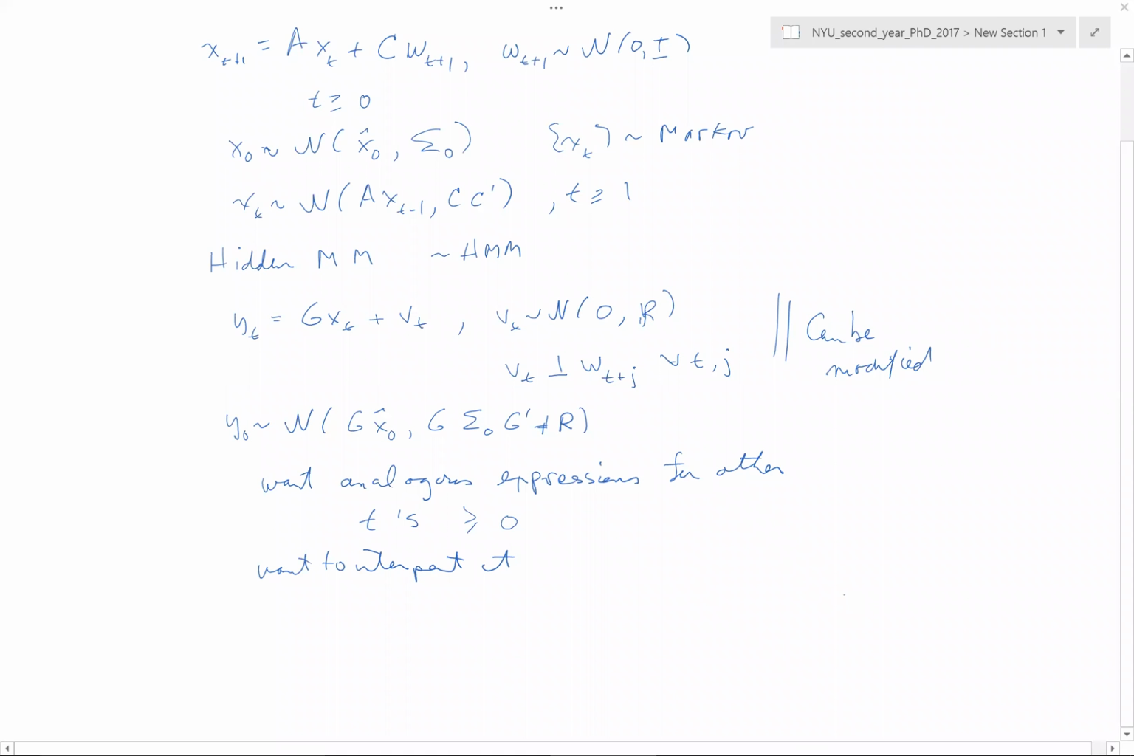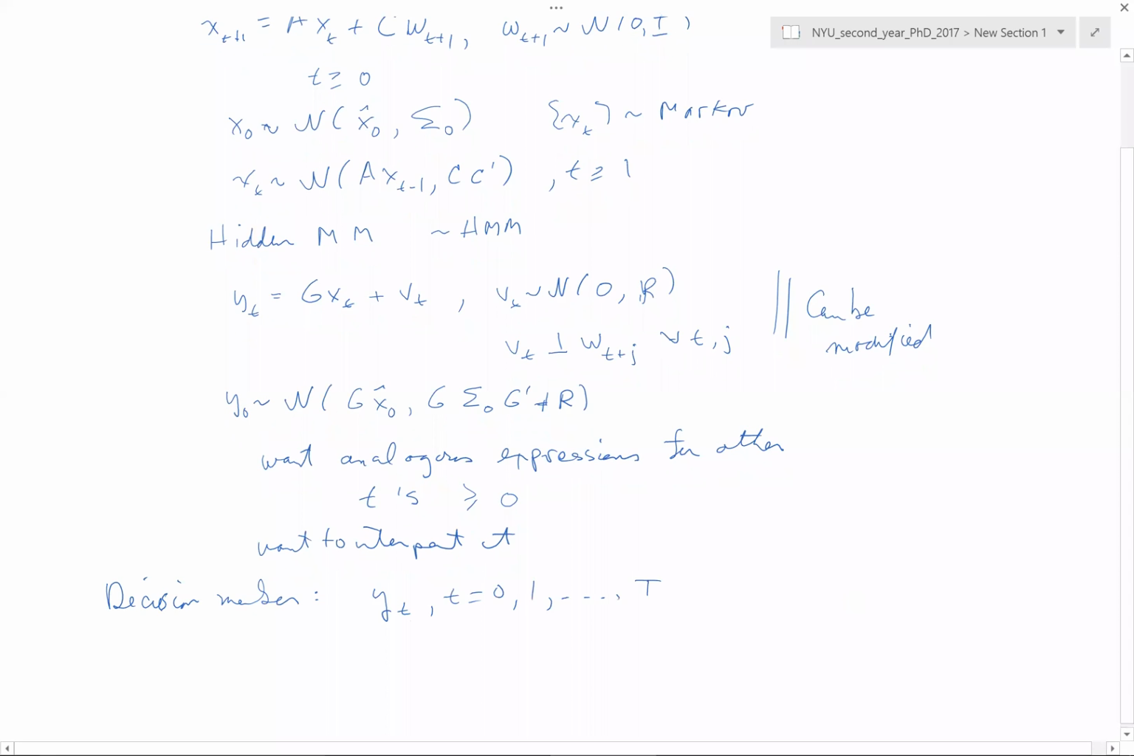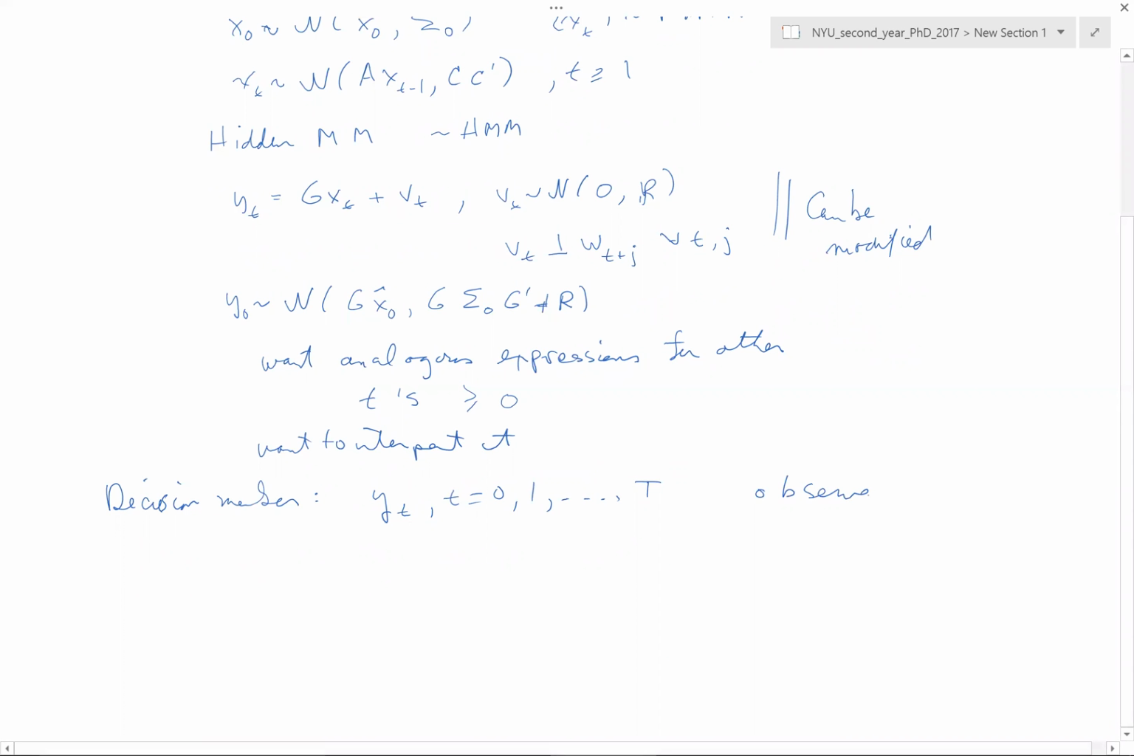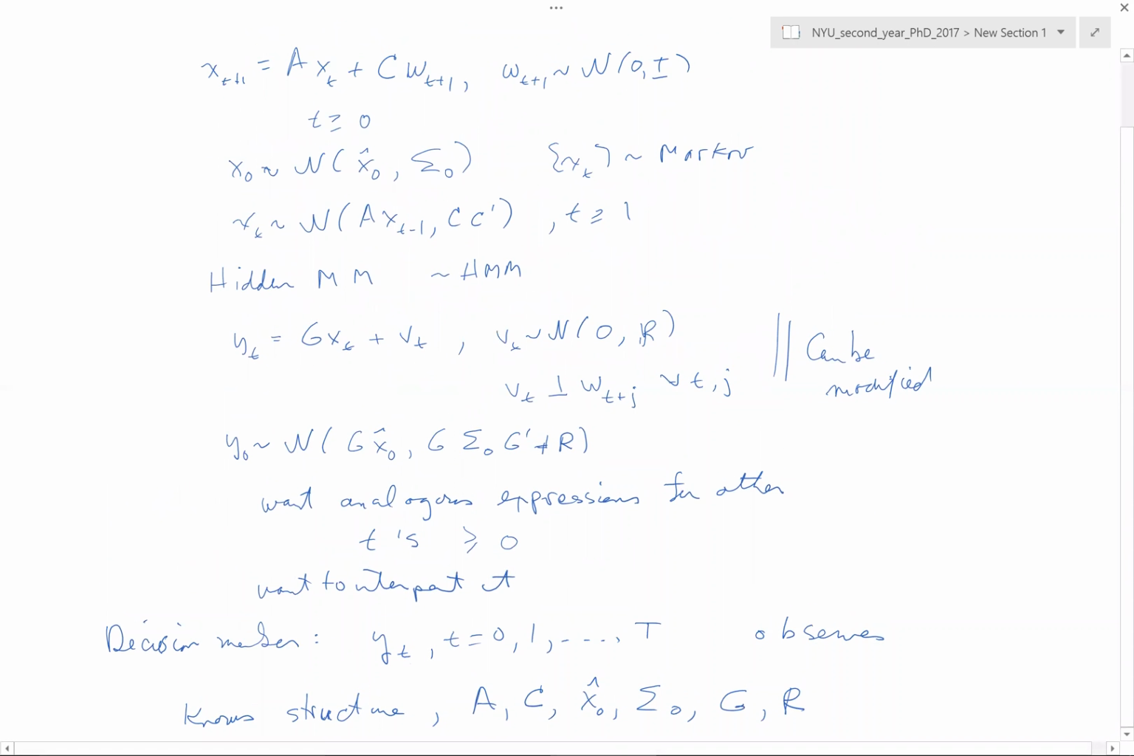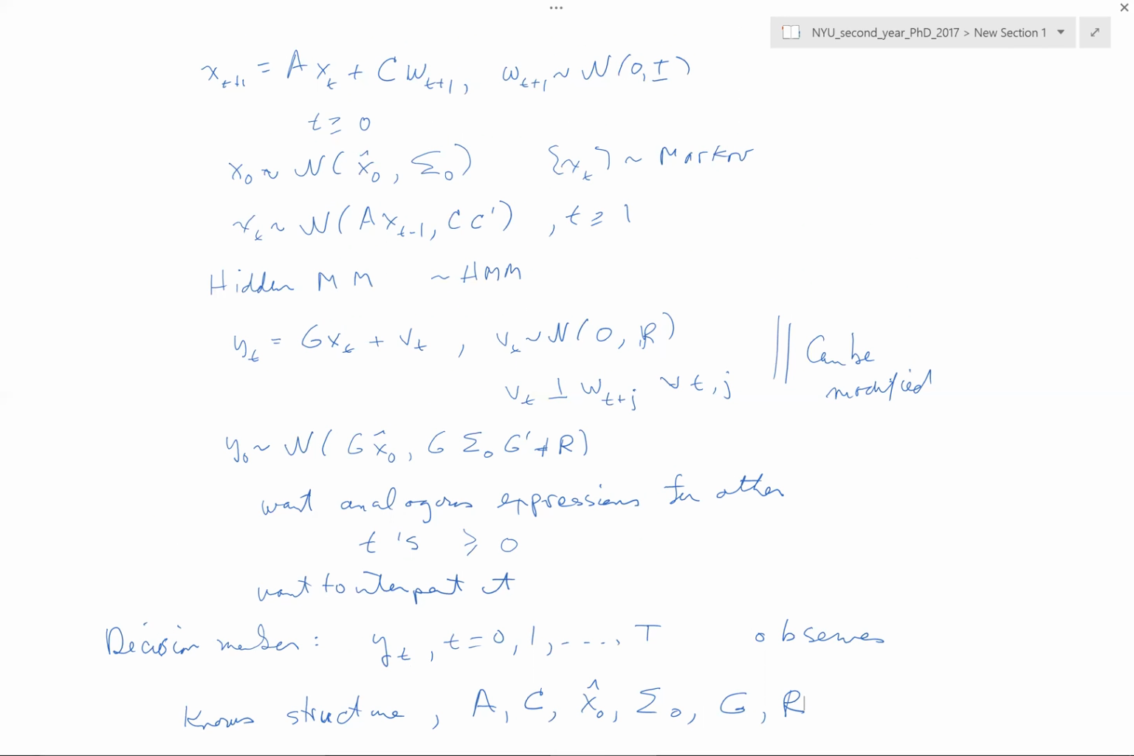So now I have to tell you we're going to have a decision maker. Think of it as us. And what the decision maker is going to observe is yt for t equals 0, 1, and on up to t. He observes this, and that's all he observes. He knows the structure, which means he knows A, C, x0 hat, sigma 0, G, and R. He knows all those things.